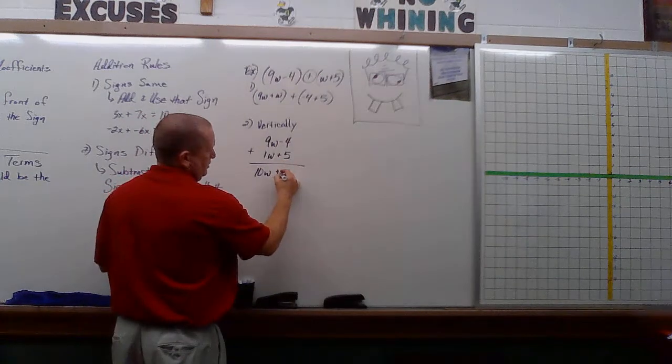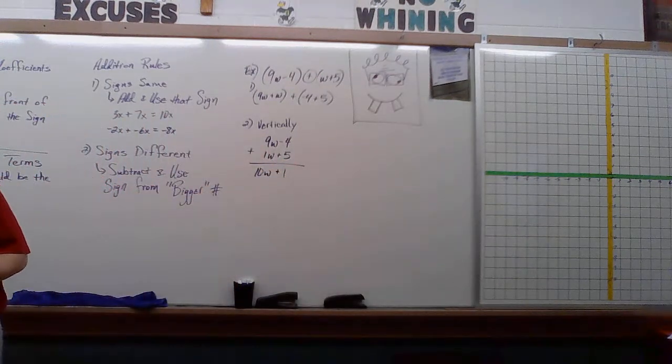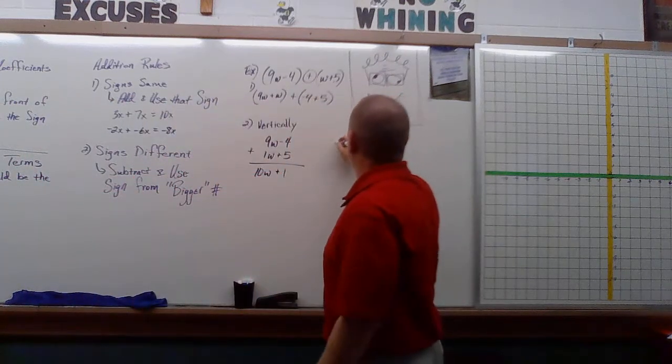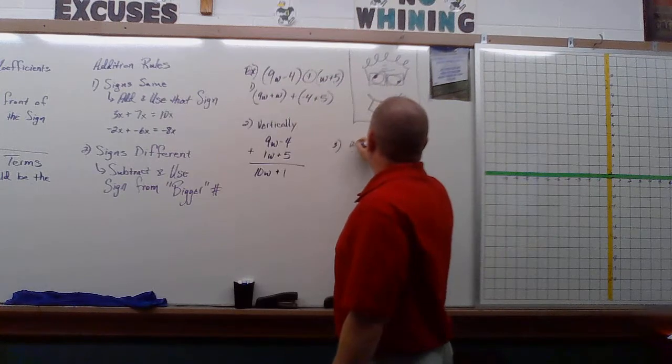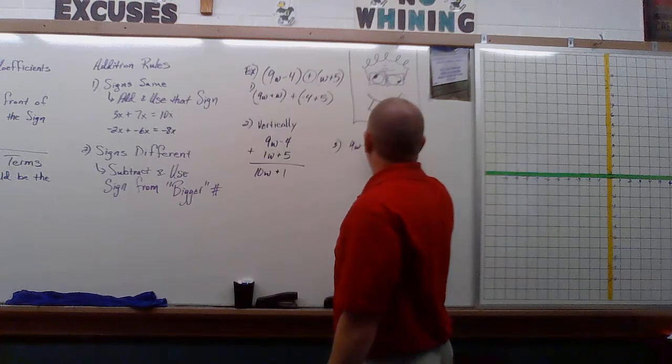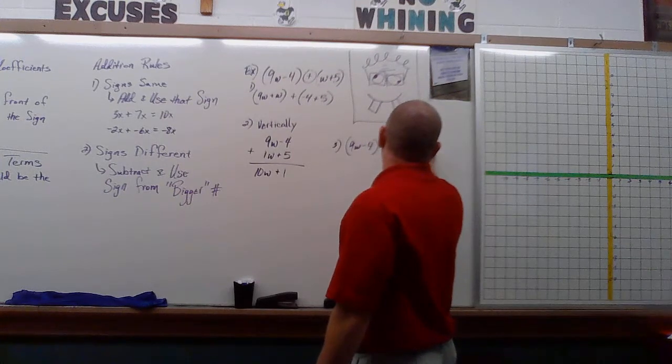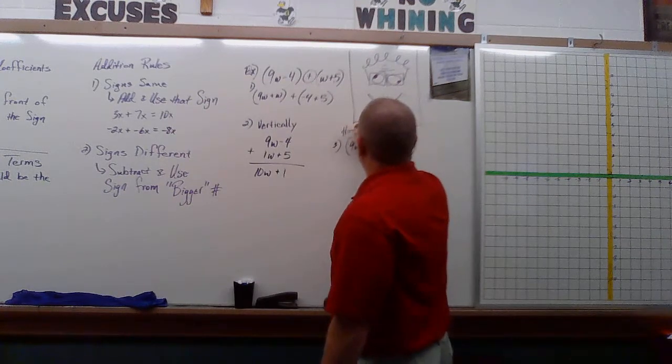So what do I get here for my number? Plus 1. So if you like it vertically, do it vertically. Okay? If you like to group the like terms, group the like terms. Or 9W minus 4. If you can just do it, I would call this method right here horizontally.